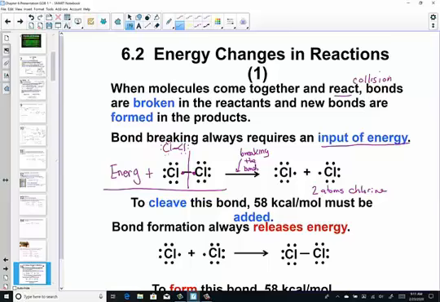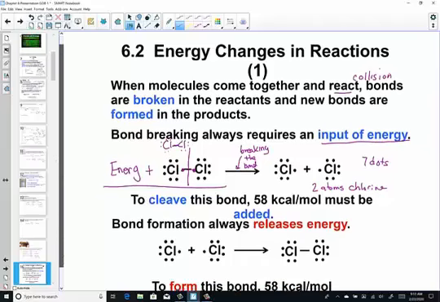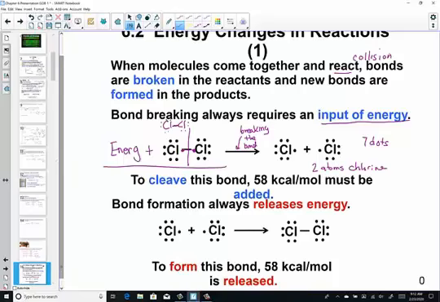And now we go back to 2 atomic chlorine atoms, which of course live in group 7A, so we see 7 dots representing the atom. To break the bond actually required 58 kcals for every mole. So when I wrote energy here, I could even include the number 58 kcals to break a whole mole's worth of chlorine molecules. To cleave means to break. To break the bond requires energy.